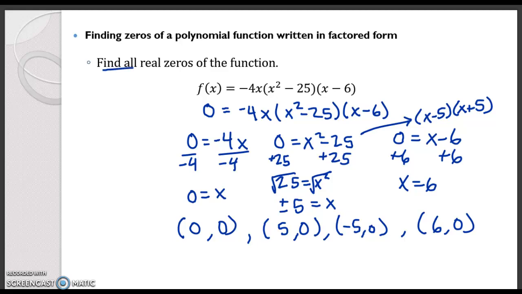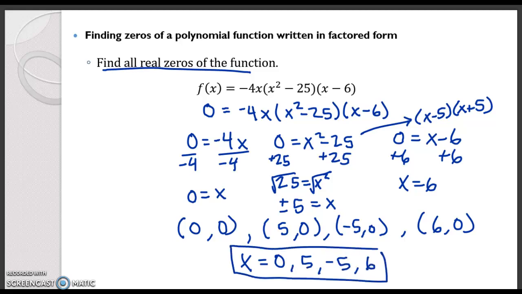But when we talk about zeros of a function, we're not going to write them as points. We write them as a list of x values: 0, 5, negative 5, and 6. So there's finding zeros of a polynomial function written in factored form.